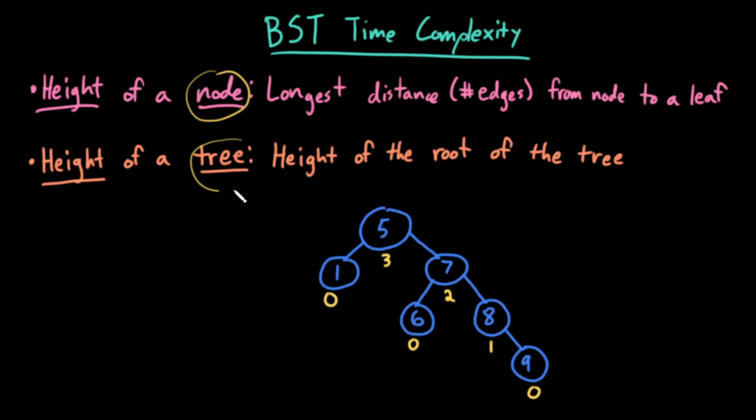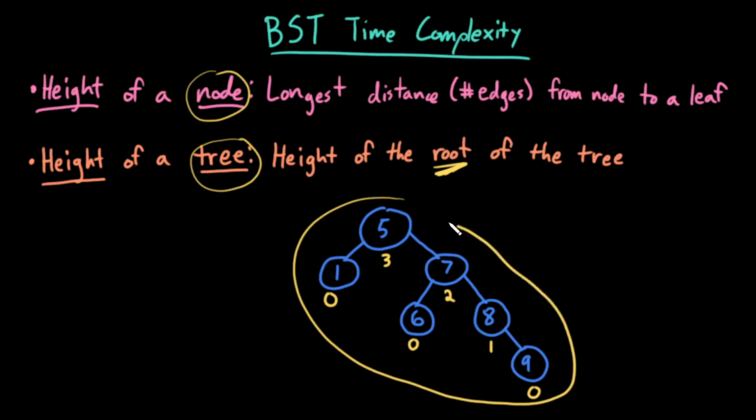What about the height of the tree overall? We define the height of a tree to be the height of the root of that tree. So for this entire tree, the height of the tree is the height of the root, which is 3. So we say this tree has height 3.